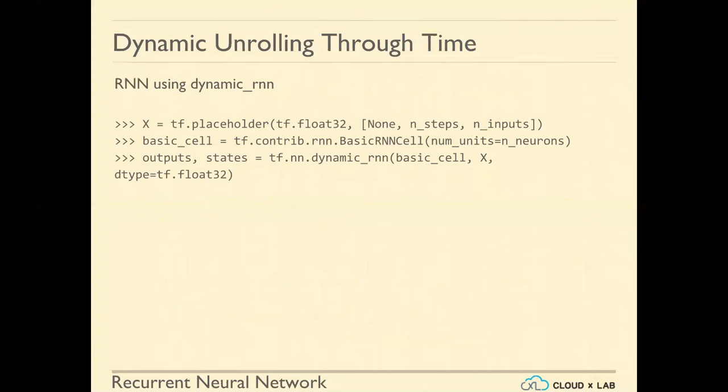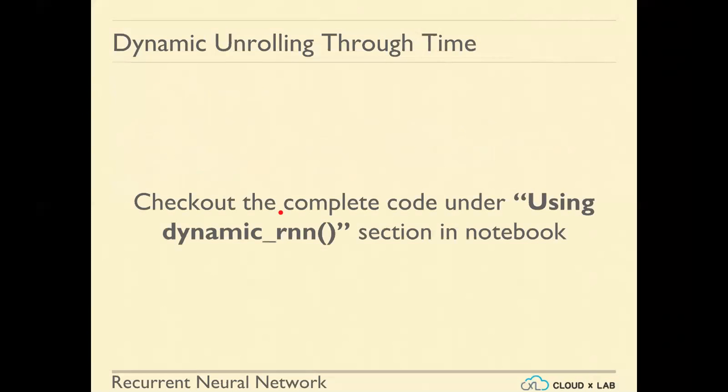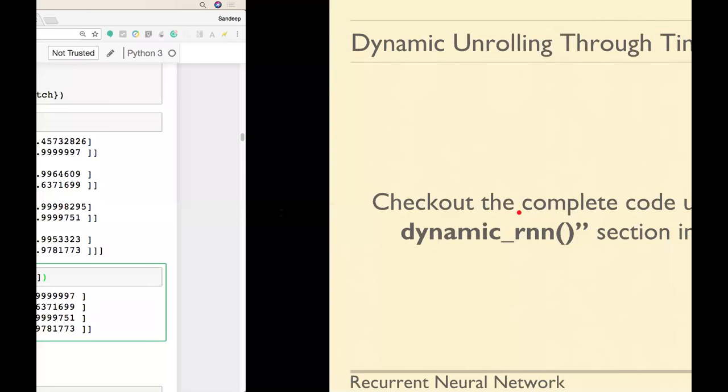The basic cell and everything remains as such. We just call a function called dynamic RNN, and it's creating the dynamic recurrent neural network. So we're getting the outputs and states. So let's take a look at the notebook.